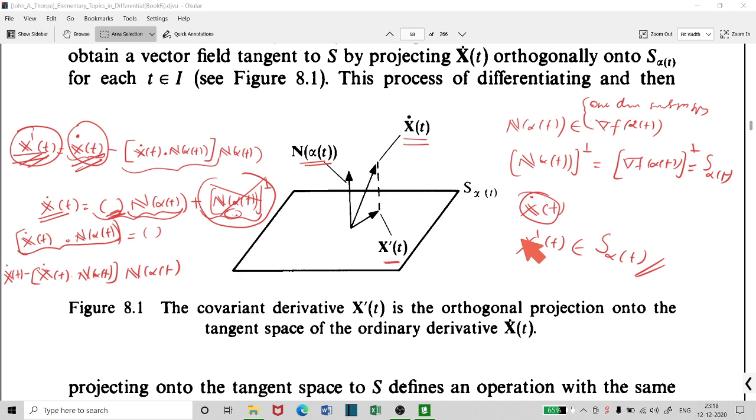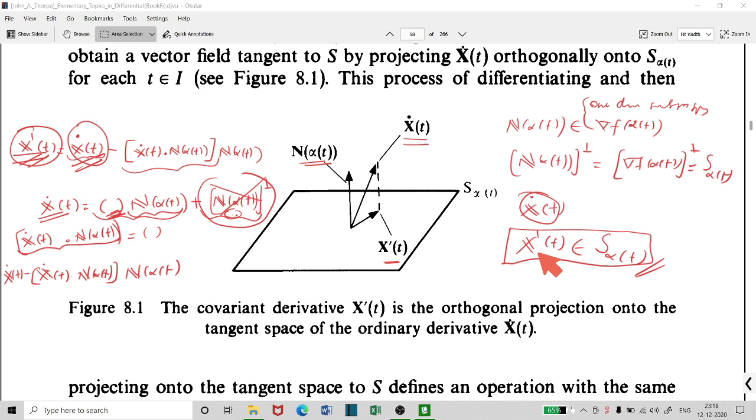So when you define this x prime, you can say that this is some kind of derivative. This is defined as taking the usual derivative along alpha and removing the normal component of that. Then that is again some kind of differentiation. So this derivative has all the properties of the usual derivative. Okay, that is what we have to verify next.